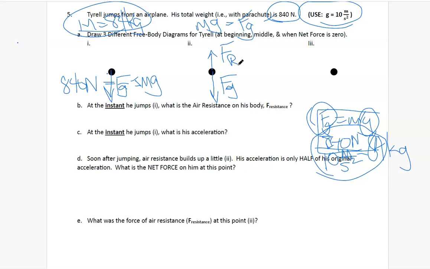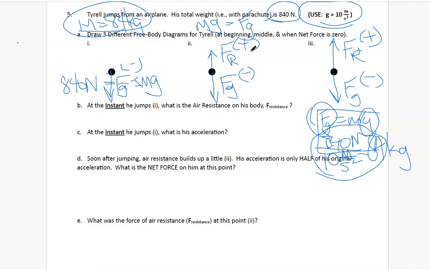And eventually he'll fall faster and faster, and the air resistance will build up to a point where eventually the air resistance will be exactly matching his weight force. That is, his air resistance eventually will be exactly the same value as his weight force, but in the positive direction. So remember, this is in the negative direction always, because it's down. And this is in the positive direction because it's up. And these are our three free body diagrams.